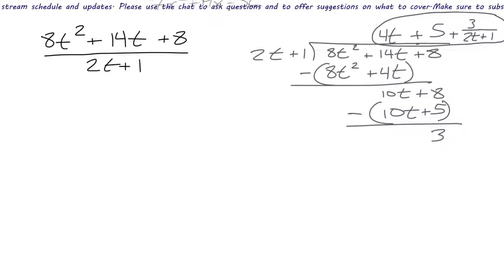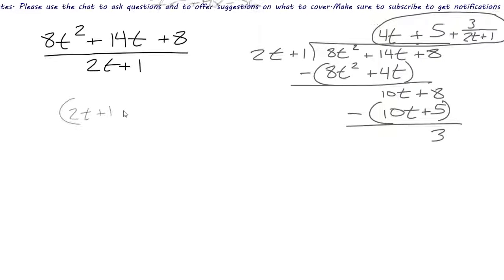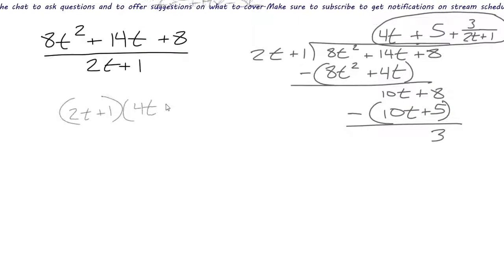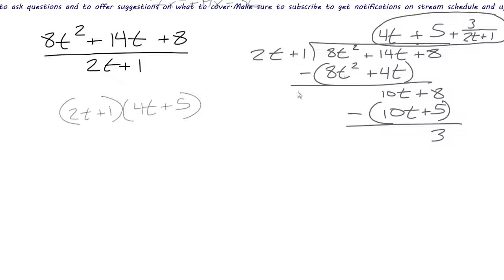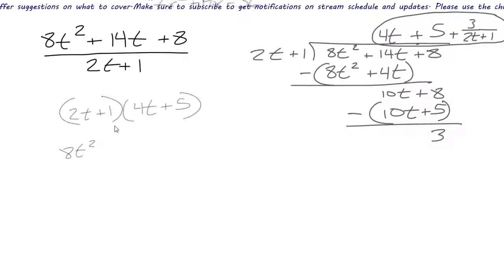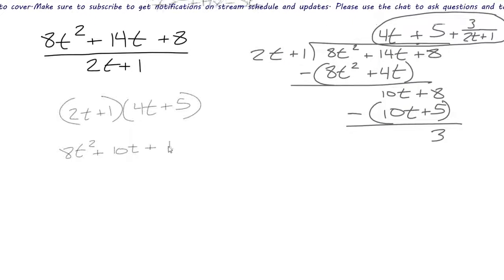Now when you're ready to check for this one, you take your divisor, so 2t plus 1, and you're going to multiply it by everything but the remainder, so 4t plus 5, because you'll add the remainder at the end. So 2t times 4t, 8t squared, so we're foiling. Outer 2t times 5 is 10t, inner 4t, and out last 5. Simplify.